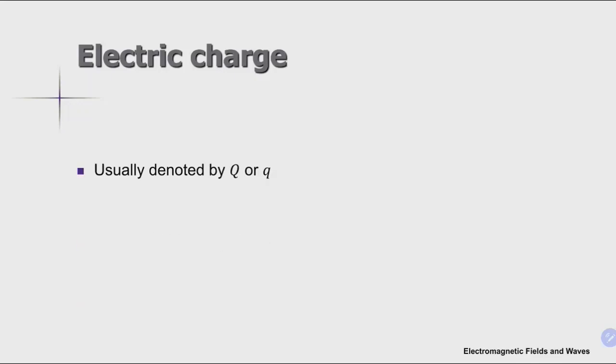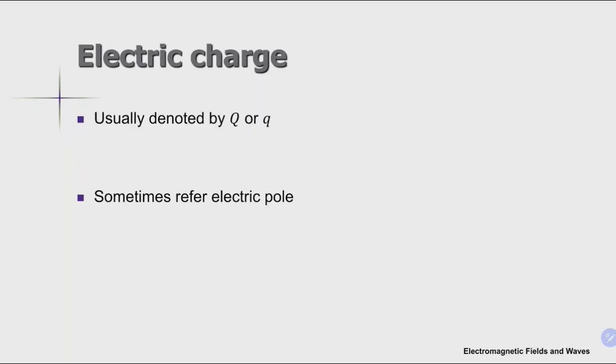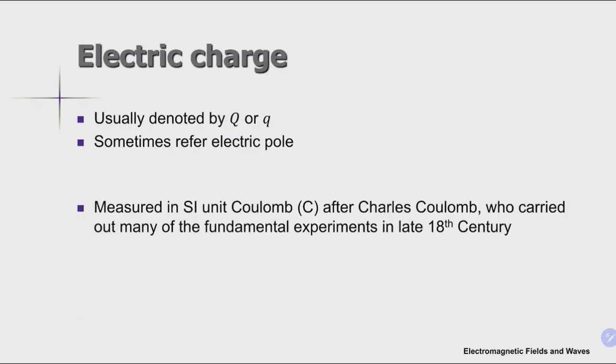Electric charge is normally denoted by the letter Q, either capital or small letter Q. It doesn't really matter, very often you use either. Sometimes it is referred to as electric pole. It is measured in SI units, coulombs, after the scientist Charles Coulomb. So your charge unit is normally the coulomb, which is the SI unit.